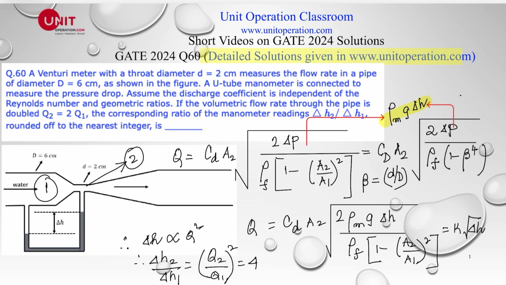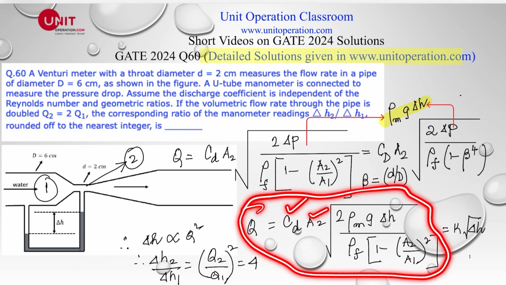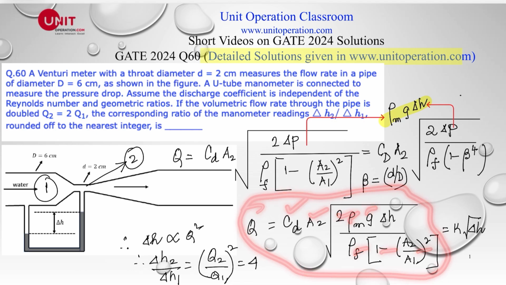If we substitute in this equation here, everything else is constant. CD is constant, A2 is constant, rho of the fluid is constant, areas are constant, and the only variable is delta P, the manometric reading. As the volumetric flow rate of water changes, and so the mass flow rate changes, the corresponding value of the manometric reading, that is, the difference in the manometric fluid level, changes. If we take this equation right here, we can see everything else is constant except this one.